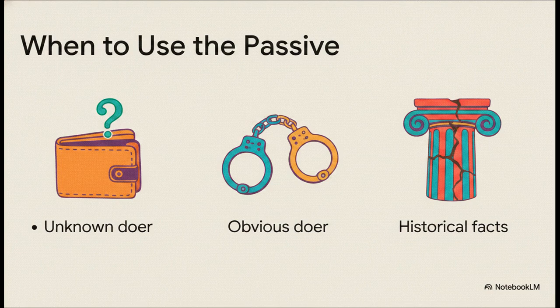Second, we use it when the doer is incredibly obvious. The criminal was arrested this morning. I mean, we all know the police do the arresting, right? Saying by the police is just unnecessary. And finally, we rely on it heavily for historical facts and news reports, like the city was destroyed by an earthquake in 1906. In news and history, the event itself is just the most important thing to get across.